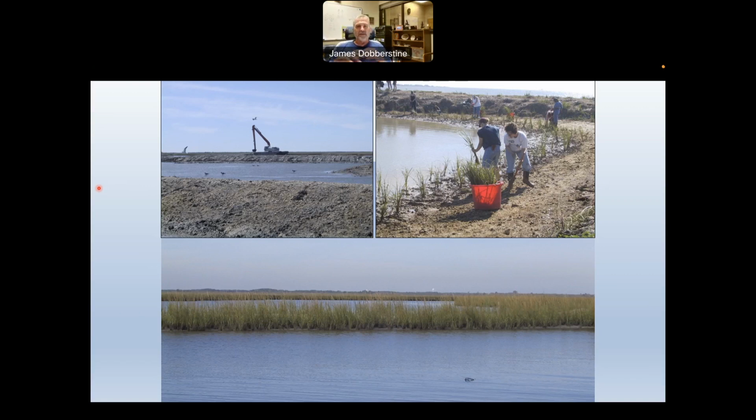And then there are a variety of methods to go in and plant where you're creating these marshes. What you're seeing here in this picture is my laser pointer working. Hey, look at me.